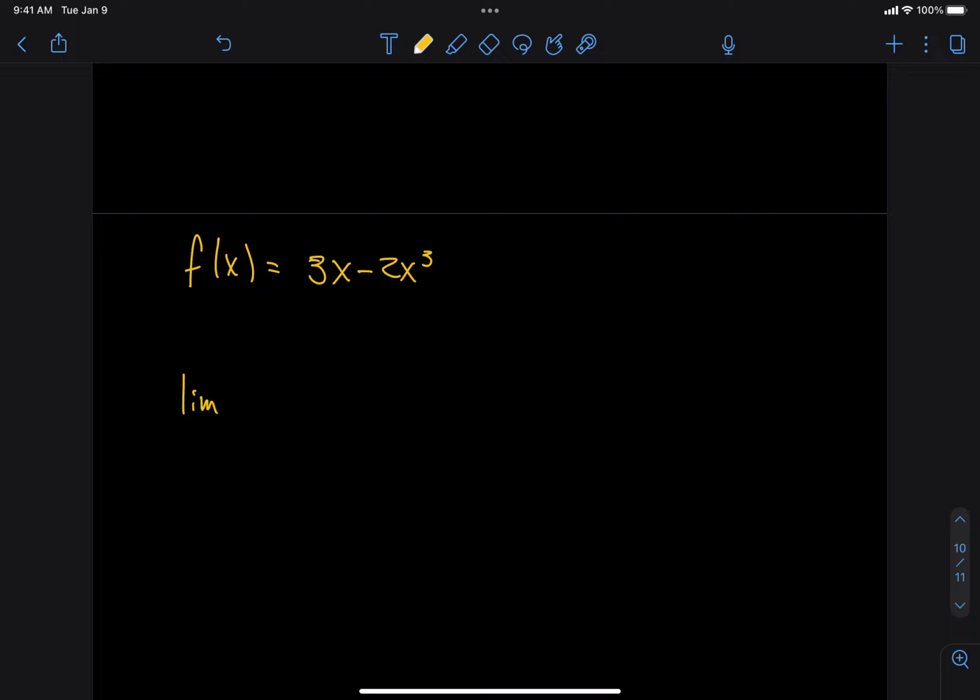Basically, it means this. If the limit as x goes to infinity of f of x is infinity, then you can translate this into their language by saying as x goes to infinity, f of x goes to infinity.